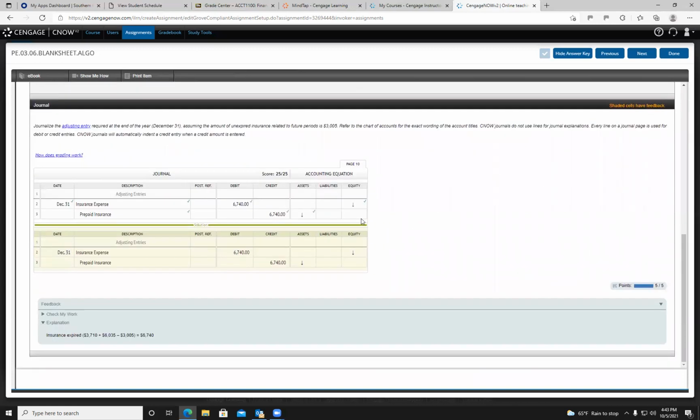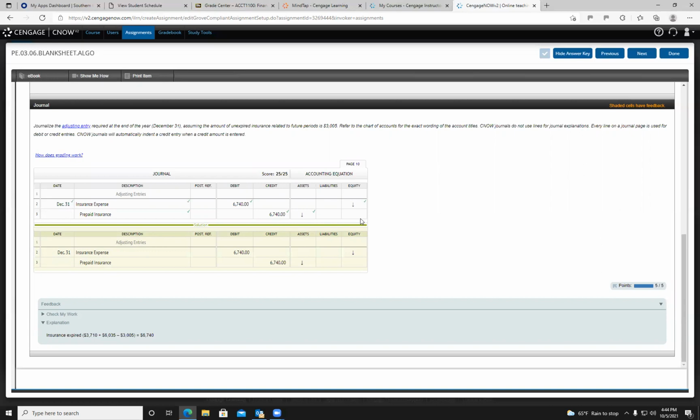So again, what we're doing is we're recording an adjusting entry, reducing the prepaid expense and recording it to the actual expense because it is expired. When it says it has expired, it means that it's no longer considered prepaid. It's now an actual expense. So the time has passed. As each month passes, you take it out of prepaid and you actually record it to the expense account that it belongs to.